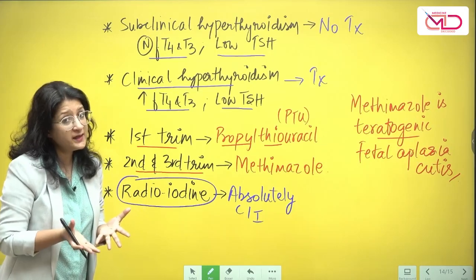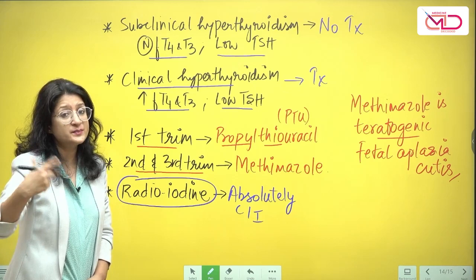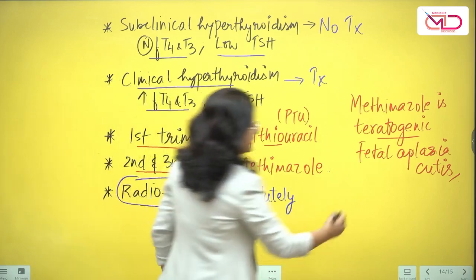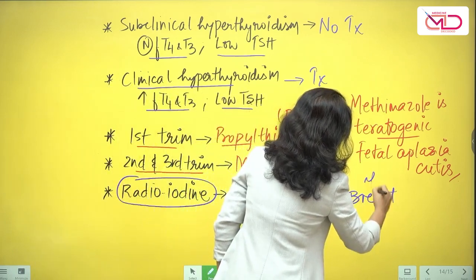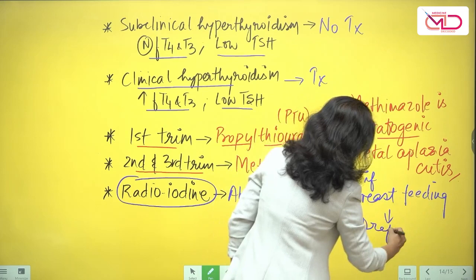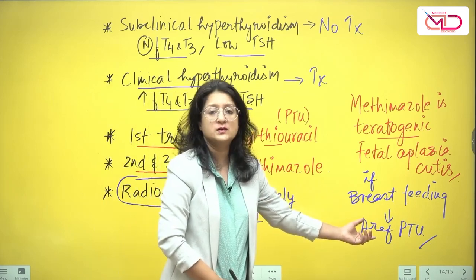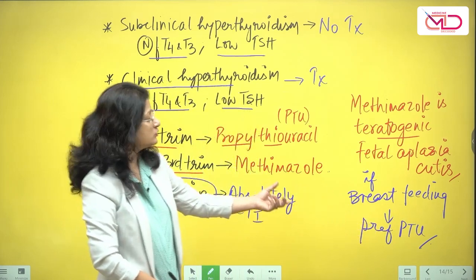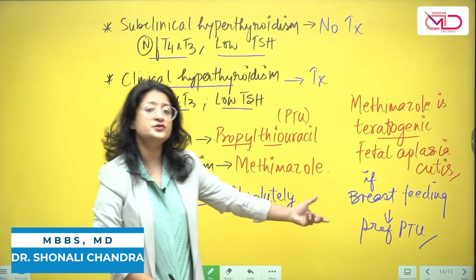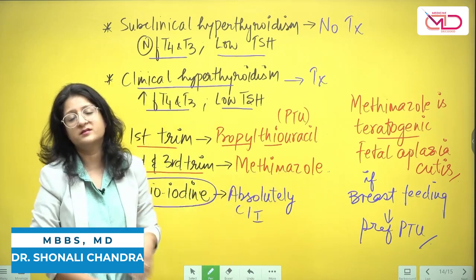Now, after delivery, in a breastfeeding woman, antithyroid drugs get concentrated in the breast milk also. So if you have to use one drug in the breastfeeding mother, it should preferably be propylthiouracil. You will have to weigh the risks versus benefits, including the risks of propylthiouracil, and see the woman's liver function tests also. But if breastfeeding is being done, preferably use propylthiouracil. It gets less concentrated in breast milk as compared to methimazole.